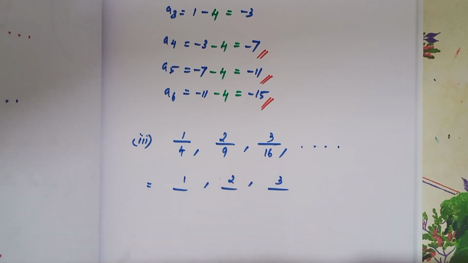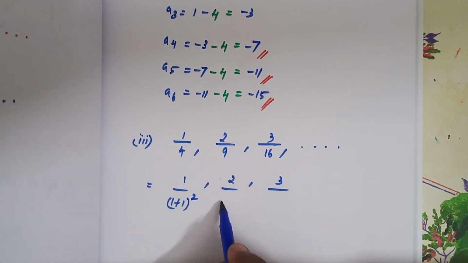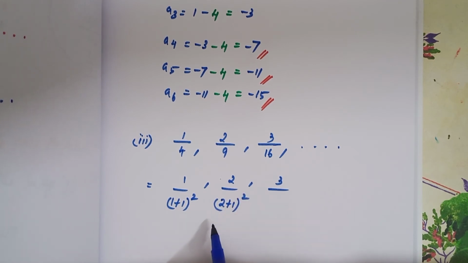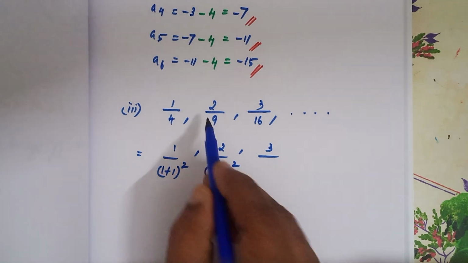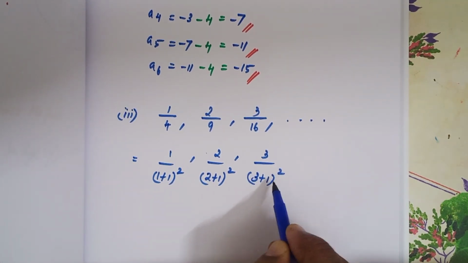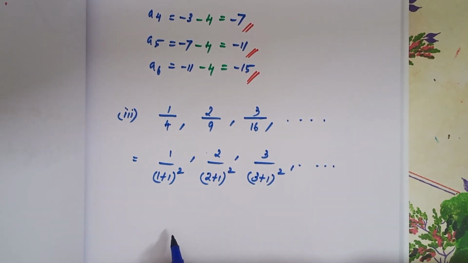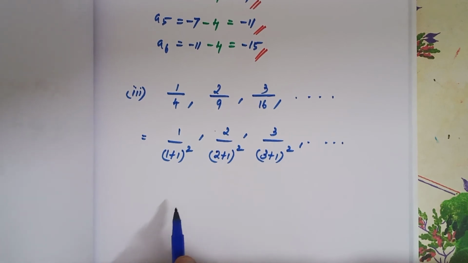So how to write that denominator? I write this as 1 plus 1 the whole square. 1 plus 1 is 2. 2 square is 4. This is 2 plus 1 the whole square. Correct? 2 plus 1 is 3. 3 square is 9. This is 3 plus 1 the whole square. 3 plus 1 is 4. 4 square is 16. It is going on. Now you can write the next 3 terms.